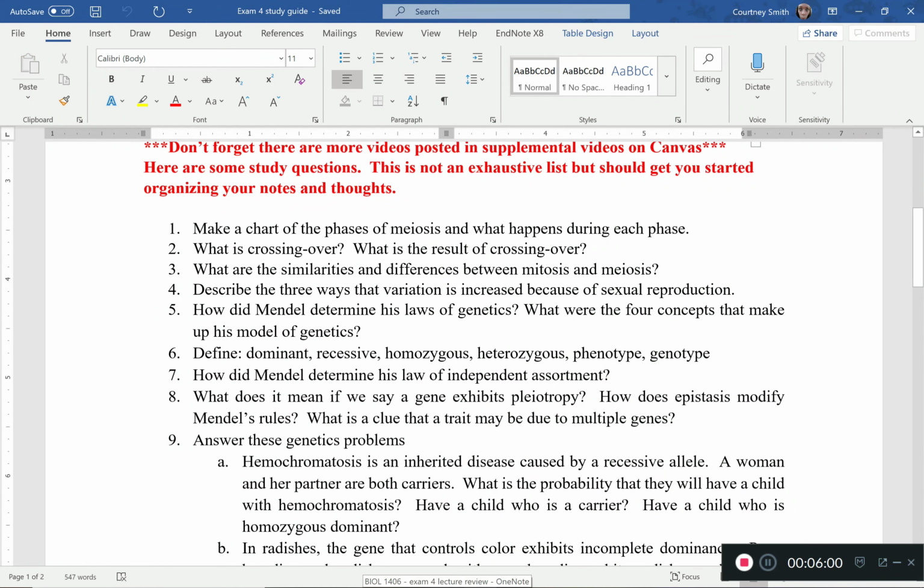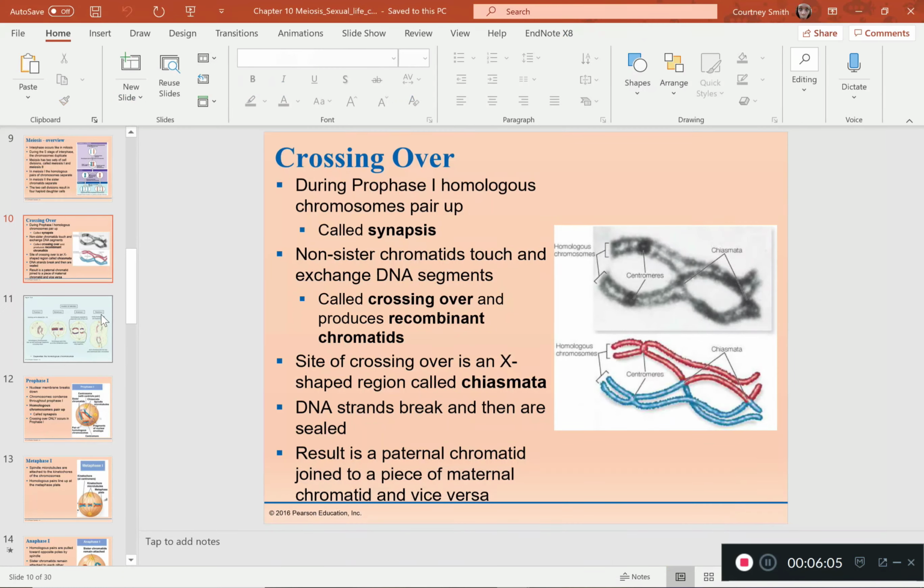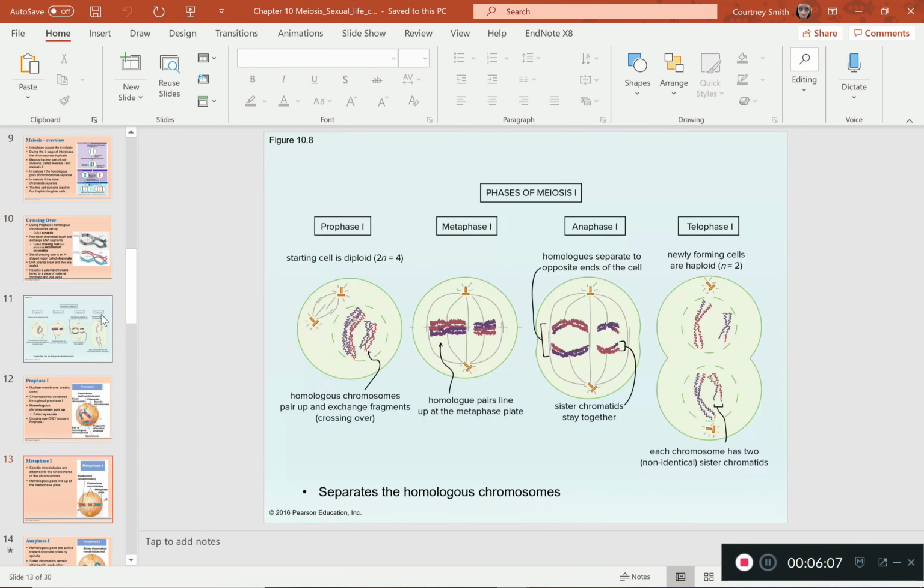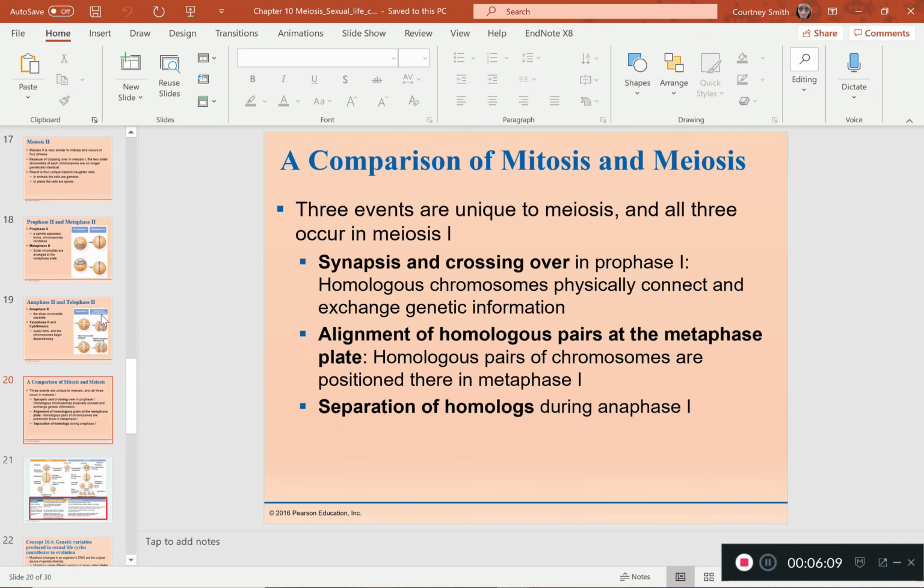So what are the similarities and differences between mitosis and meiosis? That is also found in chapter 10. Let me find that slide. This is the big picture as to what makes meiosis different. What makes meiosis different is that crossing over occurs. The alignment of homologous pairs is on the metaphase plate, whereas in mitosis they're not homologous pairs, they're just chromosomes. They're just pairs of chromosomes.